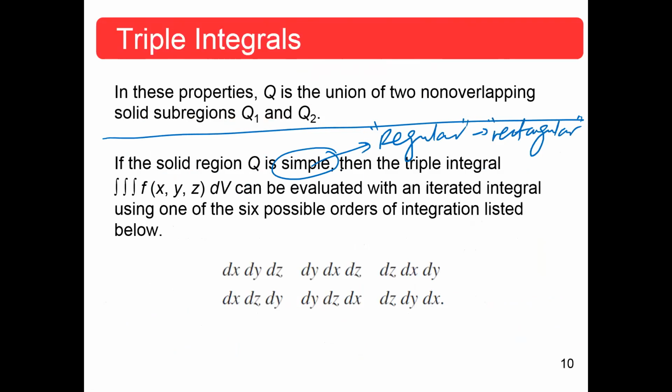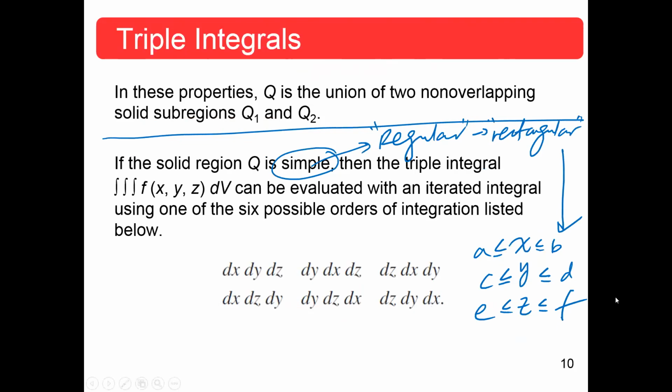So if the region Q is rectangular, meaning X is bounded between two constants, Y is bounded between two constants, and Z is bounded between two constants, so A, B, C, D, E, F, then this region Q is just simple, right? There's no complication for X, Y, and Z.